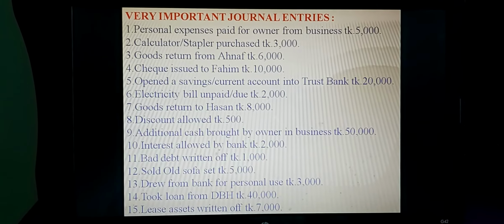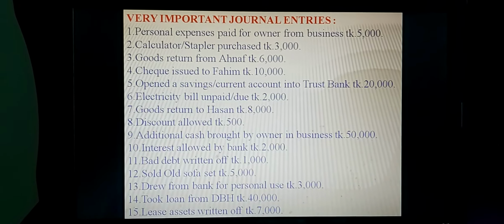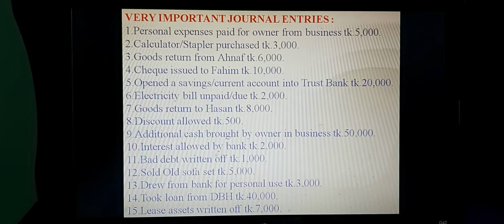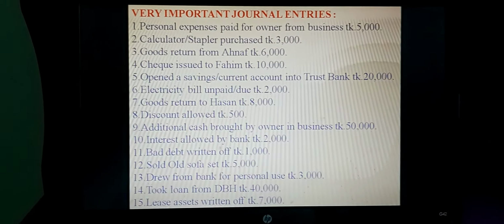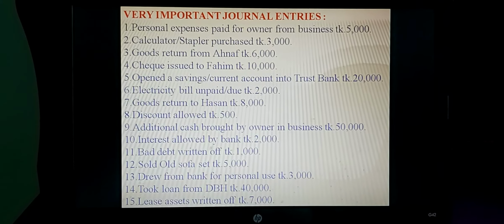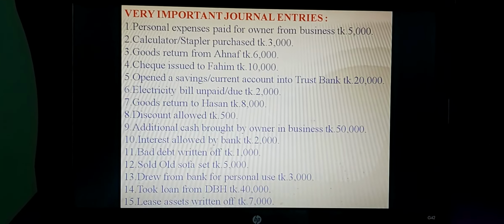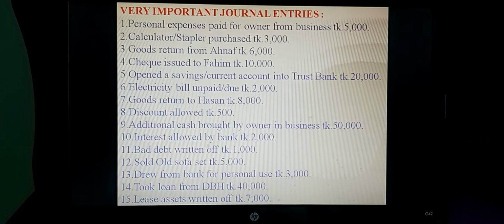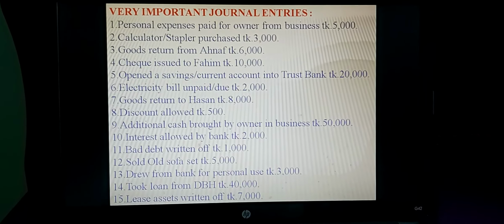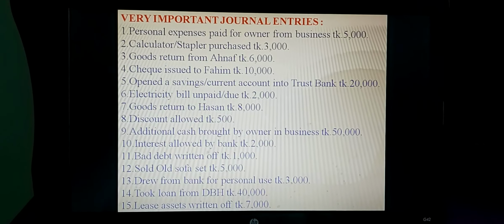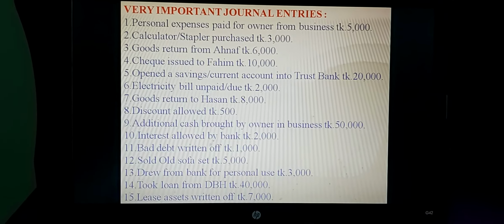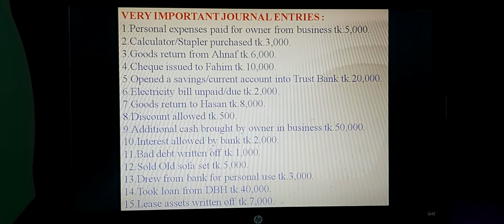Dear learners, next one, 14, took loan from DBH. DBH means Delta Brac Housing, one kind of financing institution. They give loan to any firm for requirement. Okay, loan taken, it is the fact for this transaction. And loan taken, asset increase, another one liability increase. Which asset increased? Cash increased, and liability loan increased. Okay, you can write in this transaction cash account debit, loan account credit.